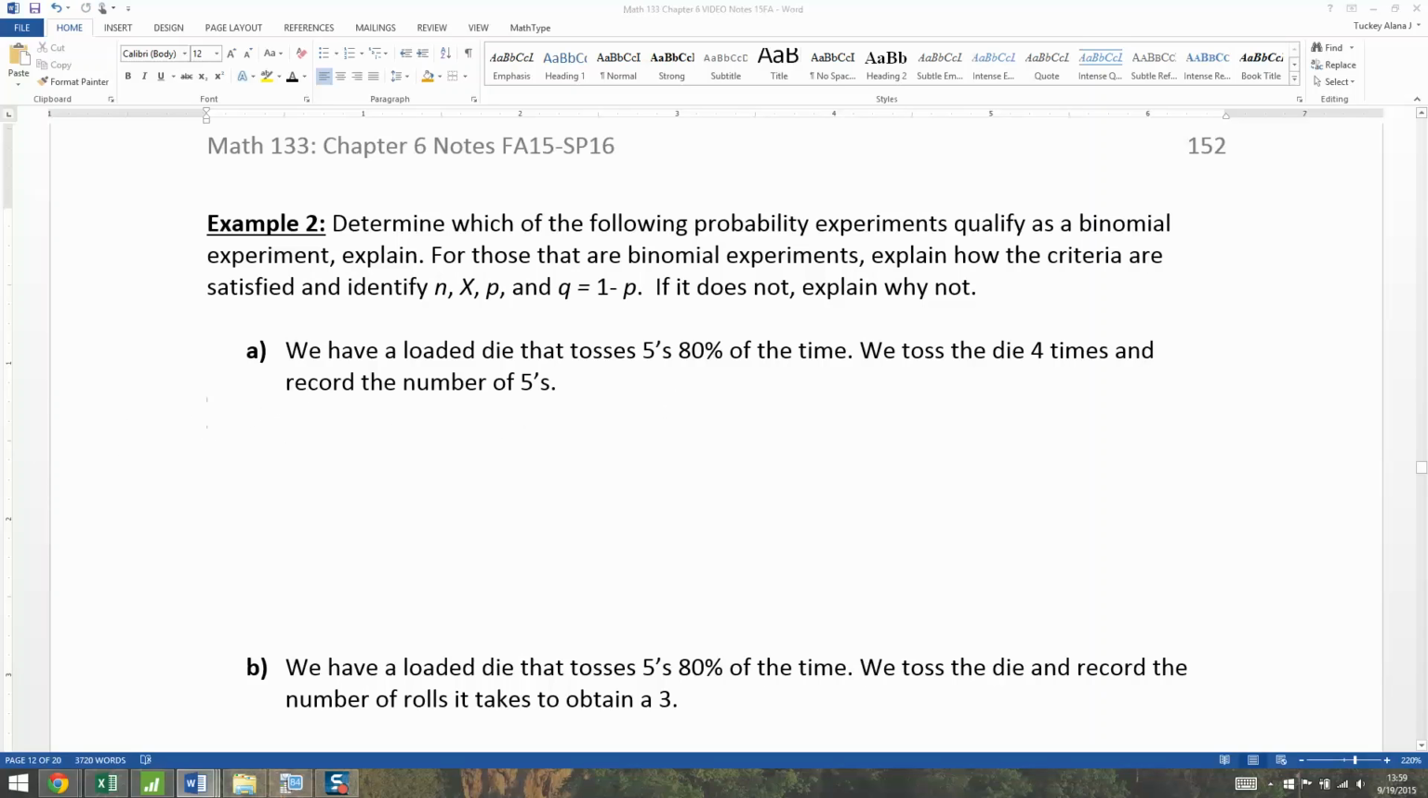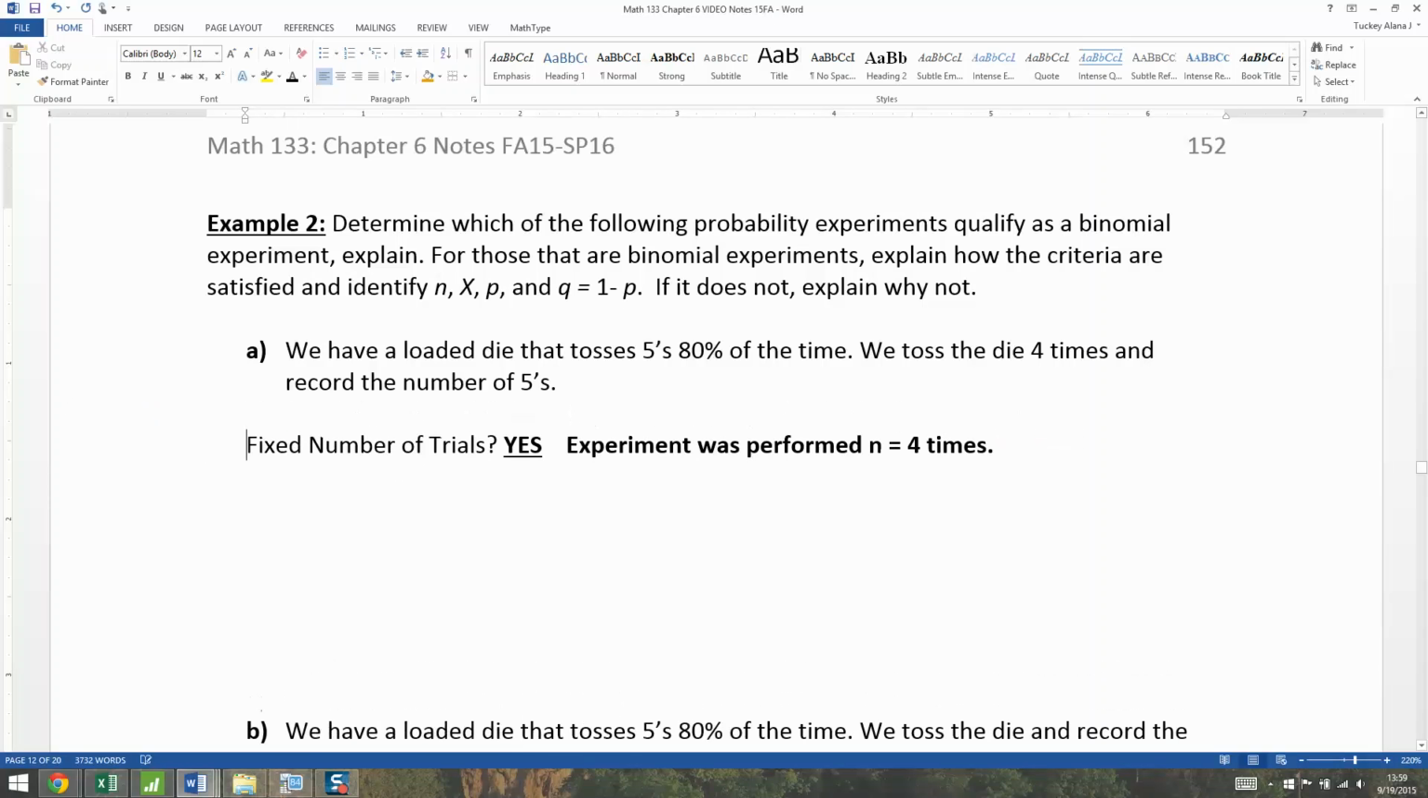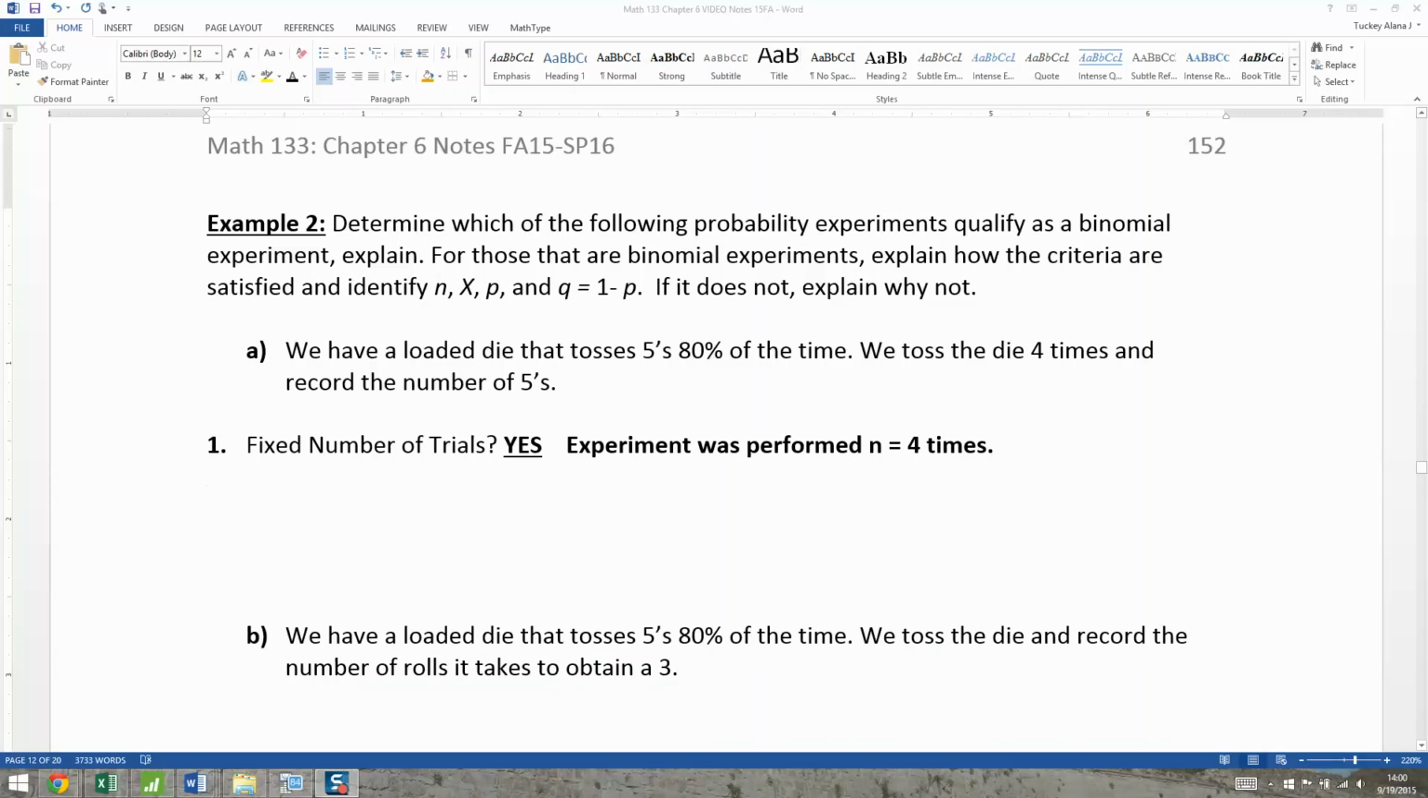Now let's give you each of the pieces. We start with a fixed number of trials. That's definitely yes, because it's performed 4 times, so n equals 4. We have our n value, and I'm going to underline it right now so that it's done. Now, what about our trials being independent?